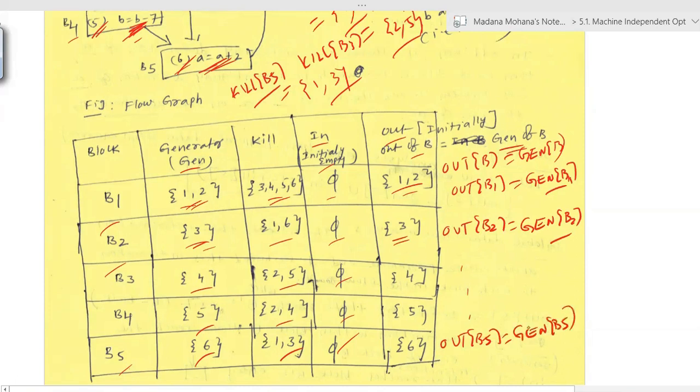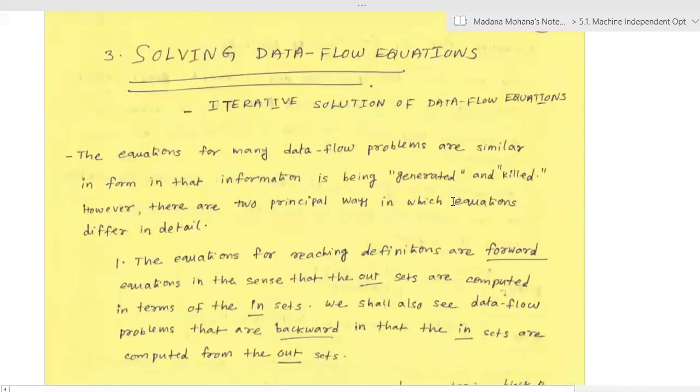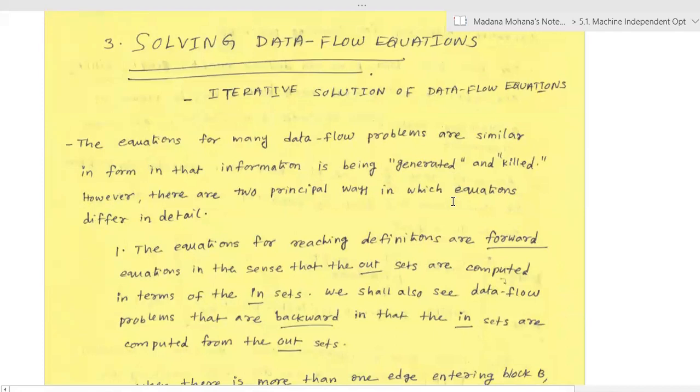For data flow equation solving, we will use these initial values. OUT of B5 equal to GEN of B5. What is the GEN of B5 value? 6. So 6 is used. So this is the initial table. With this table, we will continue to calculate the second level OUT of B1, OUT of B2, and so on, up to OUT of B5 values, using the initial IN, GEN, and KILL values. Okay, that is our next concept, solving data flow equations, that we will discuss in the next class.